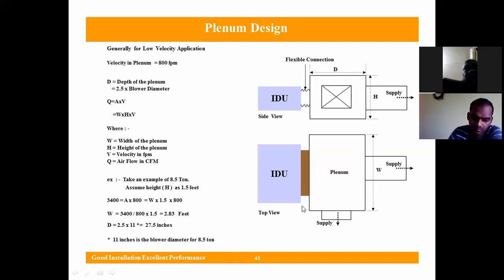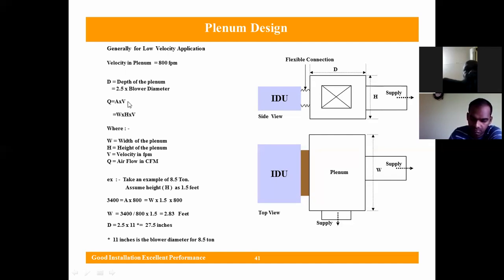So it's very simple. This is the way that you will be finding out the size of the plenum. Height, you will be assuming it. Multiply 2.5 with the blower diameter, you'll be getting the depth. And for finding out the width, use this formula.